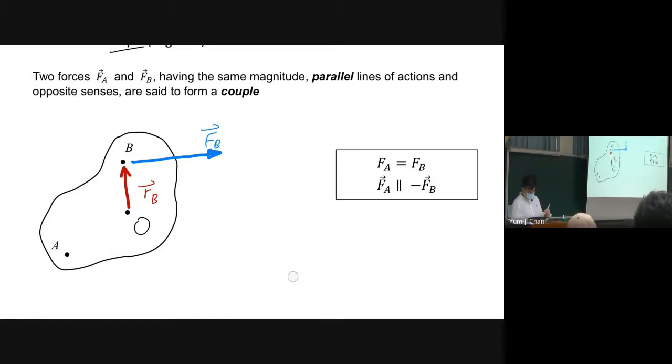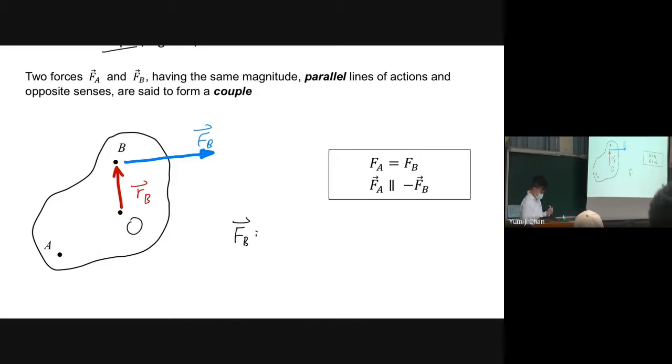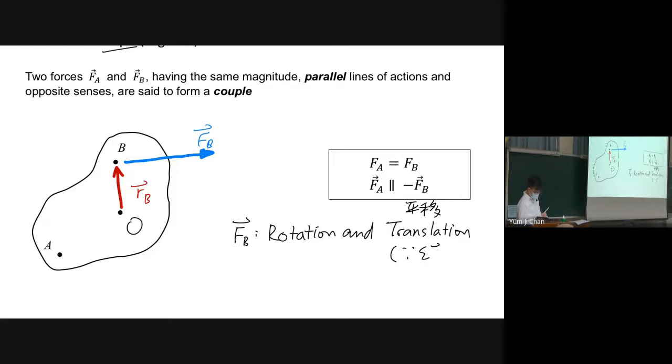Now, let's take a look at this force. It will lead to both rotation and translation, because summation F is not equal to 0, right? If we have... first, you can write it down first.